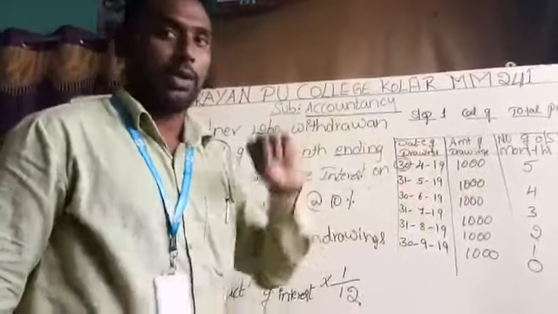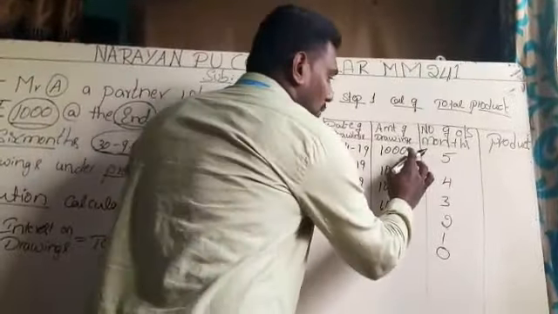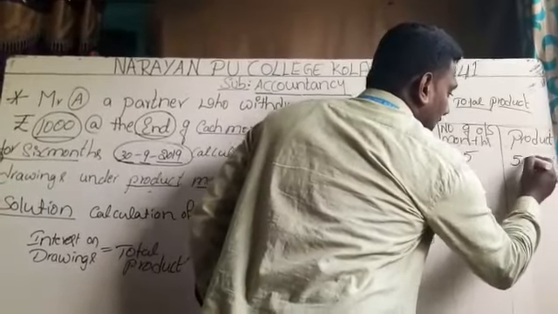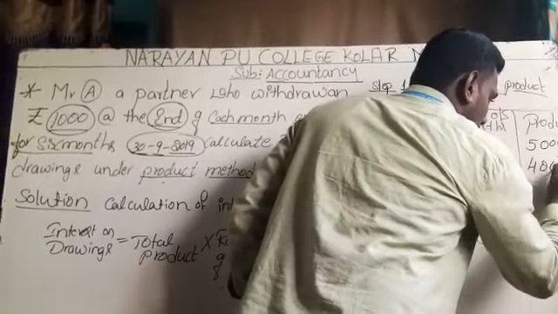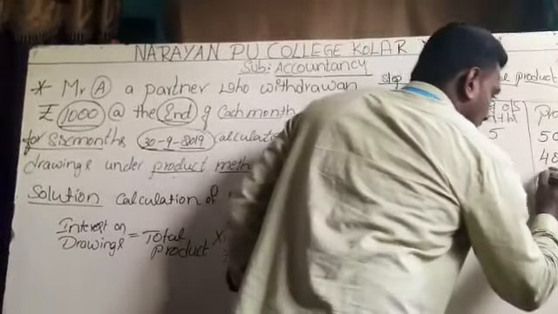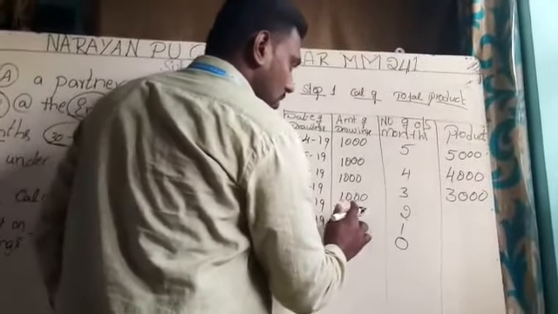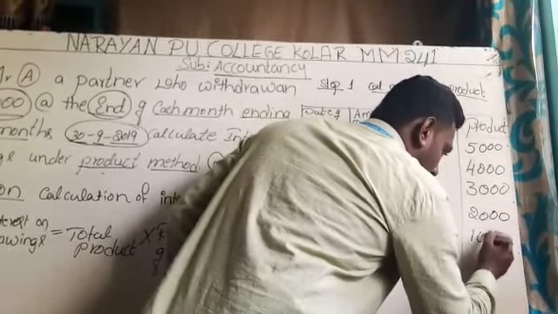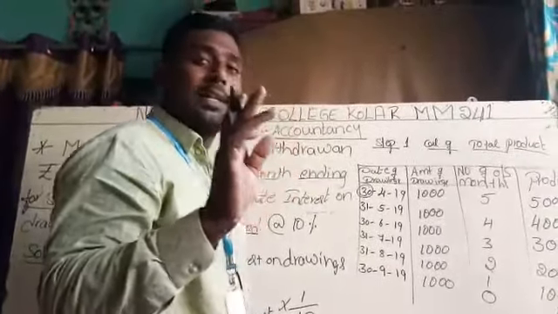Now we have to calculate the product. How to calculate the product? By multiplying column number 2 with column number 3. So 1000 into 5, we will get 5000 rupees. 1000 into 4, we will get 4000 rupees. 1000 into 3, we will get 3000 rupees. And finally 1000 with 2, 2000 rupees. 1000 into 1, 1000 rupees. Why? If we multiply any figure with 0, we will get 0 only. We won't consider any value.